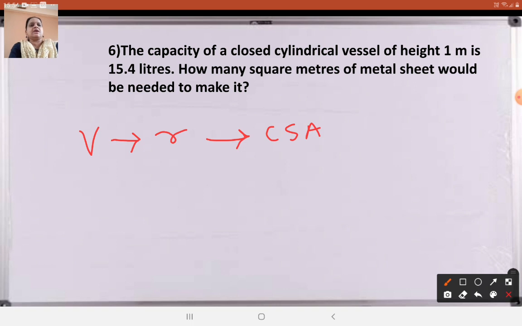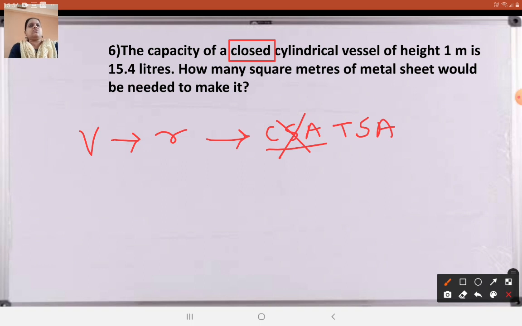Now here again I am taking it as a curved surface area, but read the question again. What is given over here? Yes, it is given as a closed cylindrical vessel. So you can't use the curved surface area over here. This is wrong. So what will you find over here? Total surface area. Therefore, always read the question twice, thrice and understand the sum.